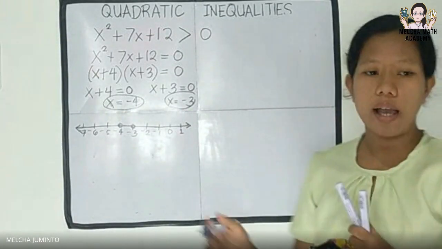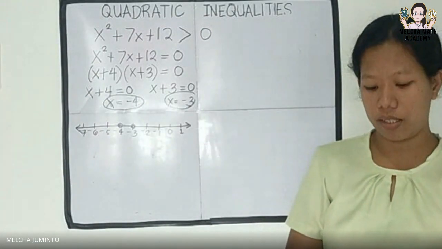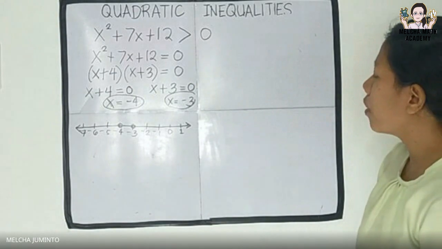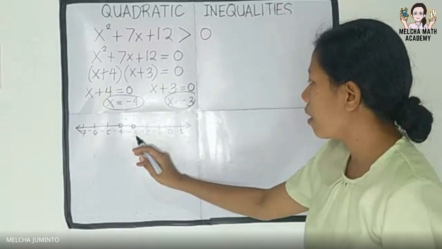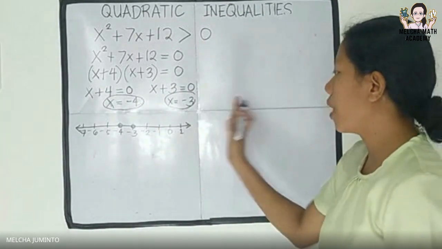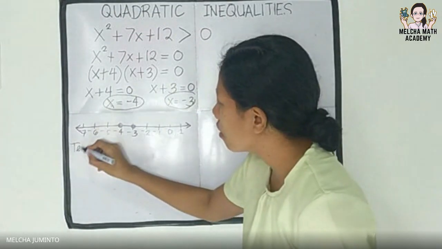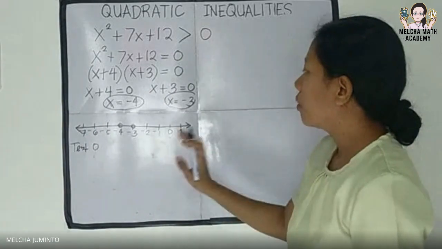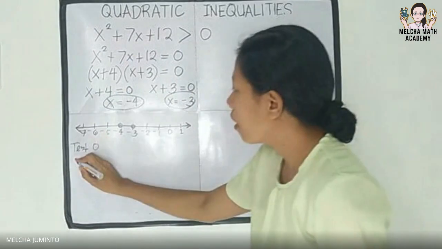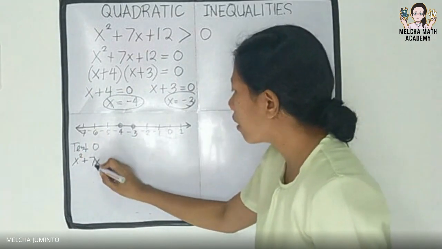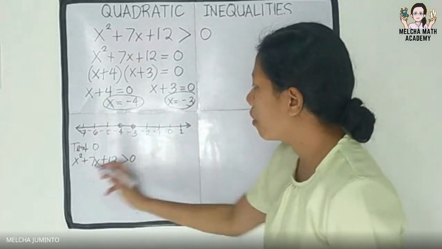Now, to find the answers for this inequality, we need to test some points. Okay, let us try first. Let me test any number to the right of negative 3. Let's say 0. I will test 0. To test 0, I need to replace x in the original inequality, x squared plus 7x plus 12 is greater than 0. I need to replace every x with 0.